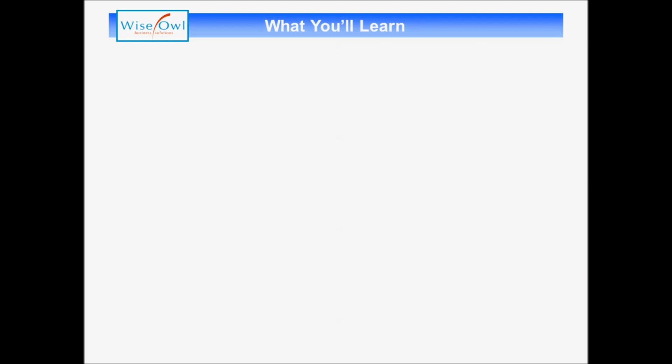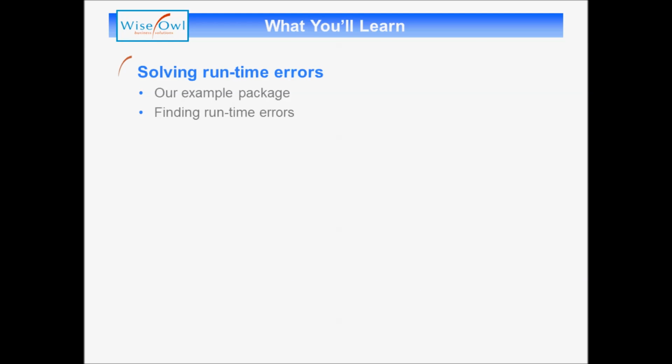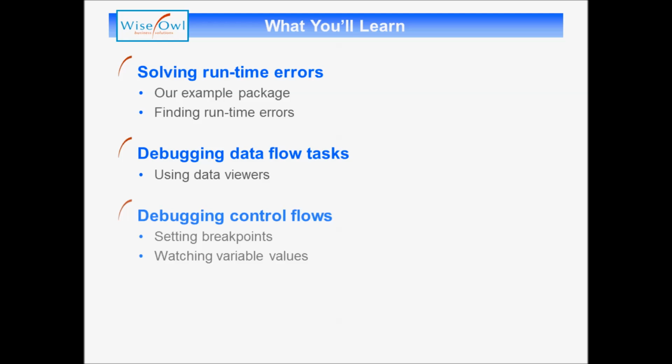Here's what you'll learn in the tutorial. We'll begin by looking at how to solve runtime errors. So I'll show how to set up an example package, and we'll look at how to solve a genuine runtime error using the output window. We'll then look at how to debug data flow tasks using data viewers. And finally, we'll look at how to debug control flow tasks by setting breakpoints and then by using the watch and the locals and other windows to monitor the value of variables. So let's get started.